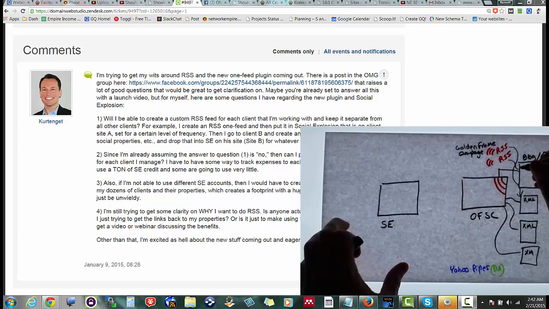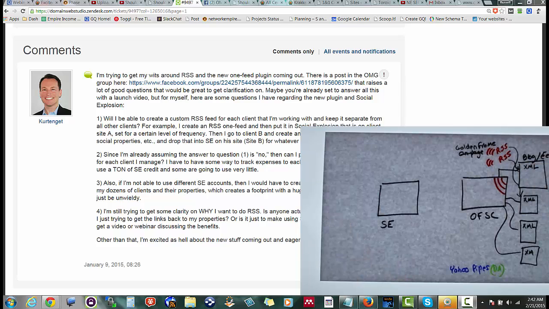And what is the purpose of all this? That's what Kurt's really asking me. You can see down here that Kurt is asking what is the function. Still trying to get clear why I want to do RSS. Is anyone actually picking up these feeds, or just trying to get the links back to my property, or is it just to make using search social explosion easier? Yes, yes, and yes. It depends where you're submitting them.